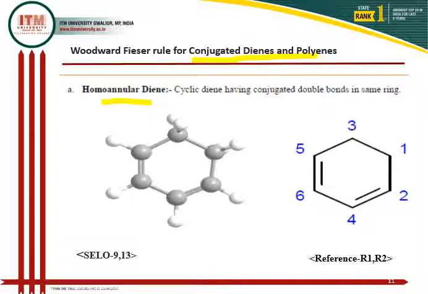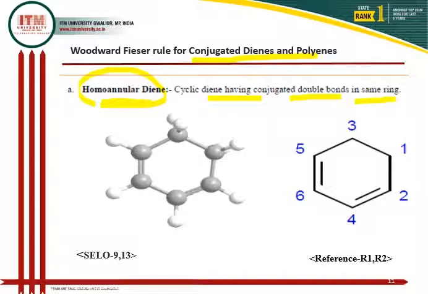So if we want to calculate the lambda max in the cyclic dienes, we should first recognize whether the cyclic diene is homoannular or heteroannular. In the homoannular diene, it's the cyclic diene having the conjugated double bonds in the same ring. If we have the double bonds in conjugation in the same ring, those cyclic dienes are called homoannular dienes. Understood? So here you can see an example of a homoannular diene.